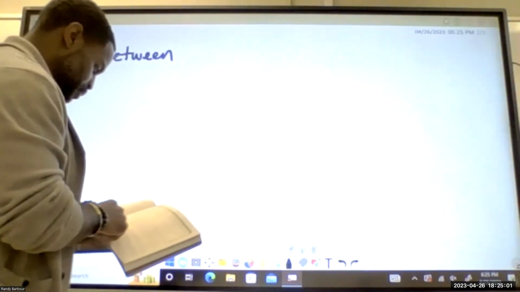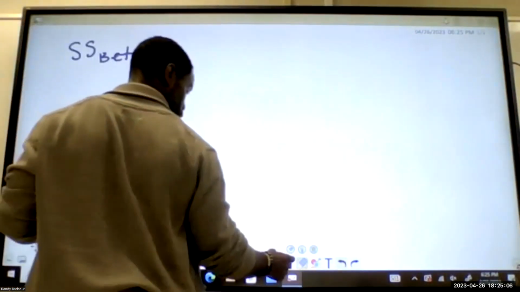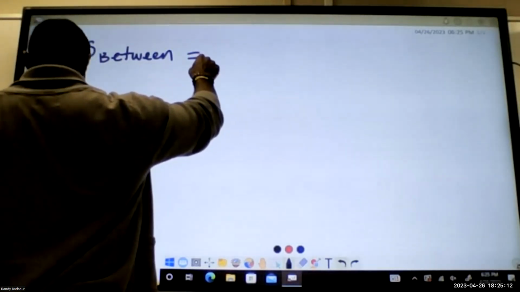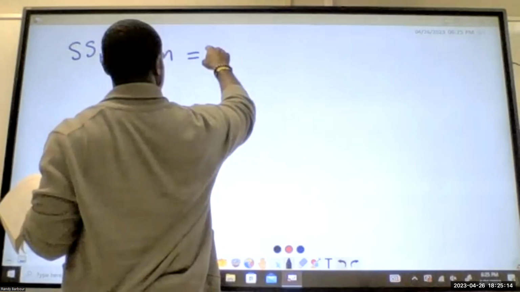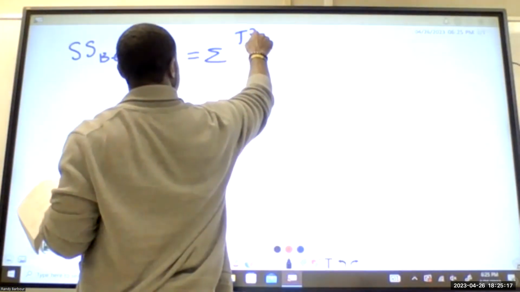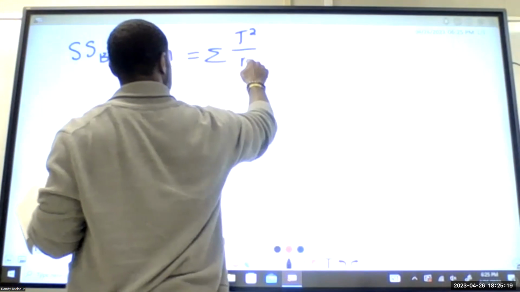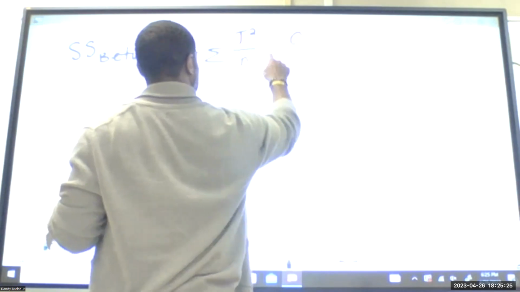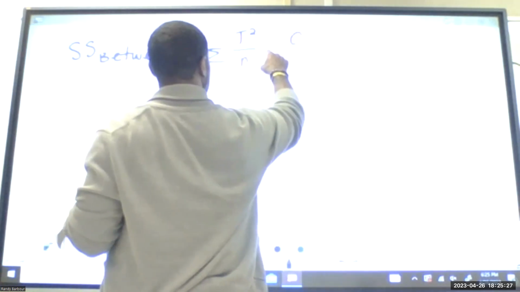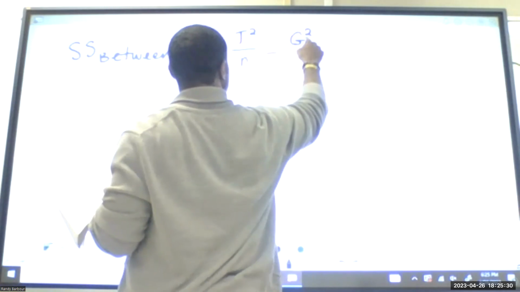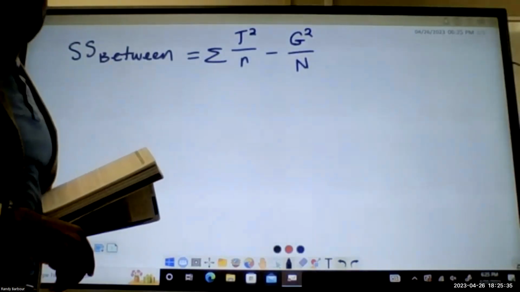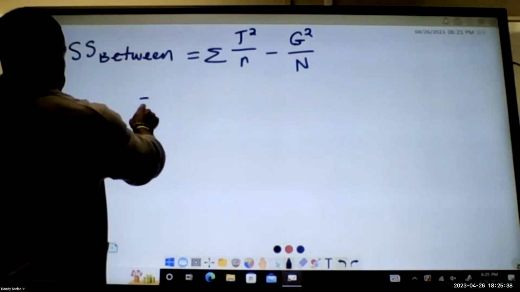Here is the formula for the sum of squares between, and I'm going to show you what that looks like. It's going to be the sum of T squared over little n, minus big G squared over big N. So we're going to go ahead and solve this out. We're going to move that equal sign up here.